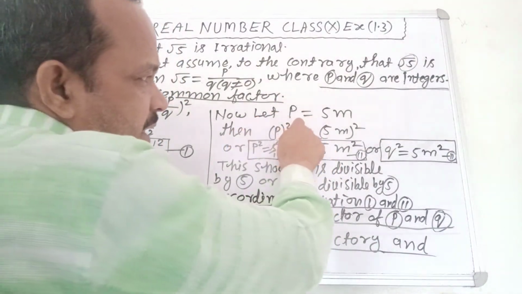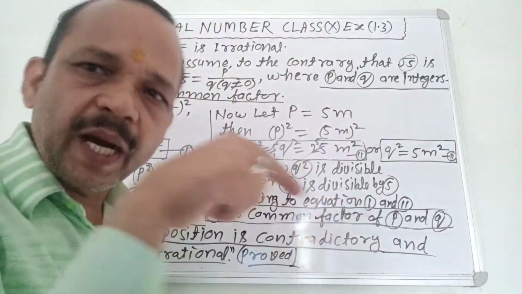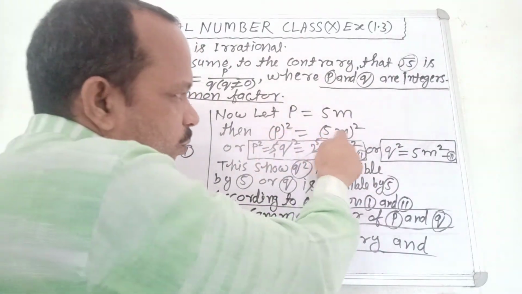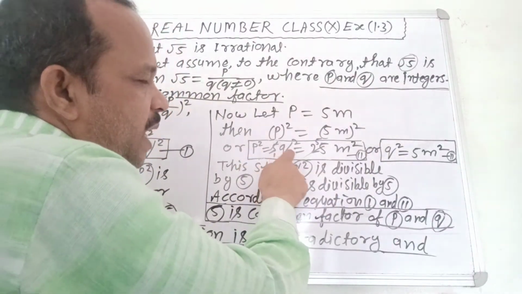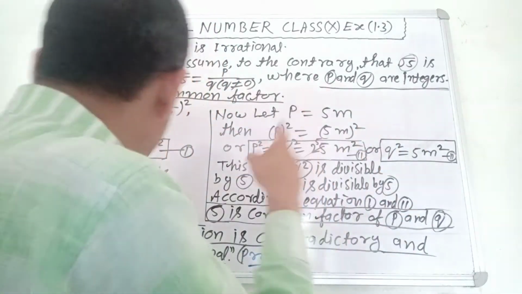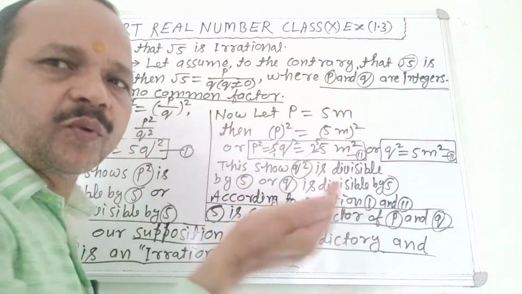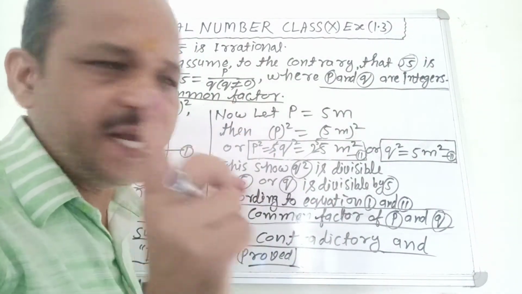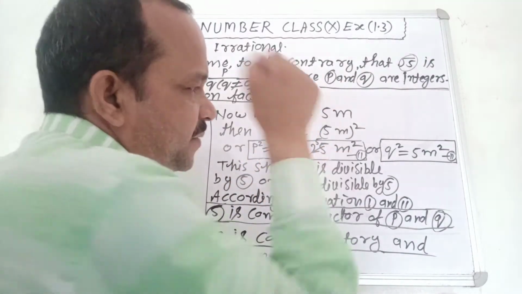Now let p equal to 5m. Squaring on both sides, p square equal to 5m whole square. It becomes p square equal to 25m square. According to equation first, p square equal to 5q square. So you put the value of p square equal to 5q square. Here, 5q square equal to 25m square.